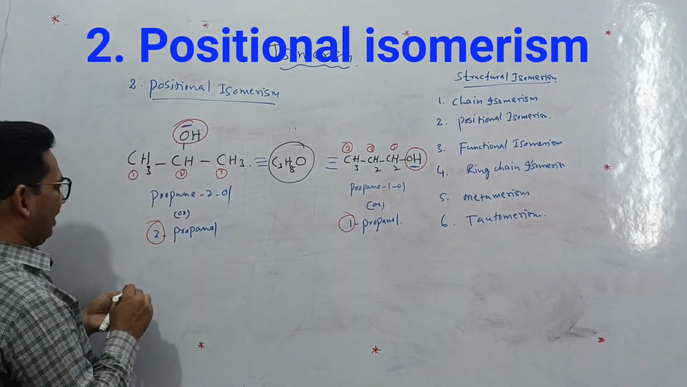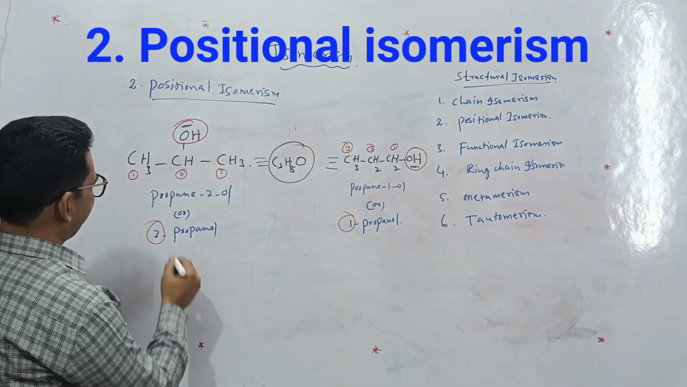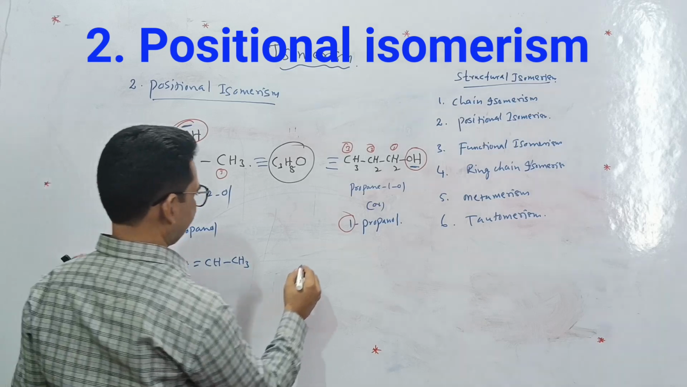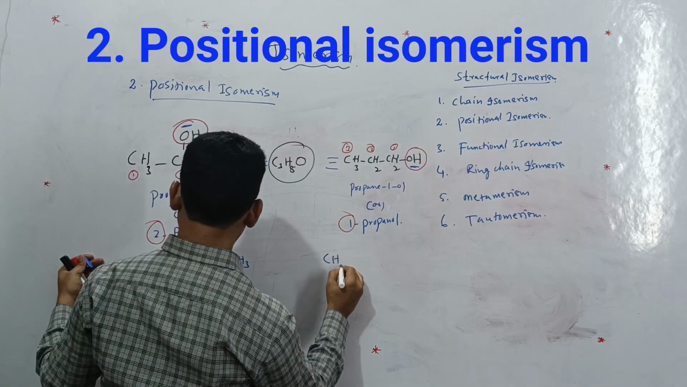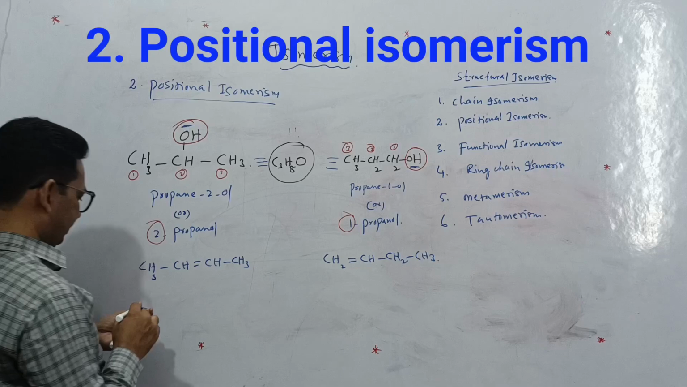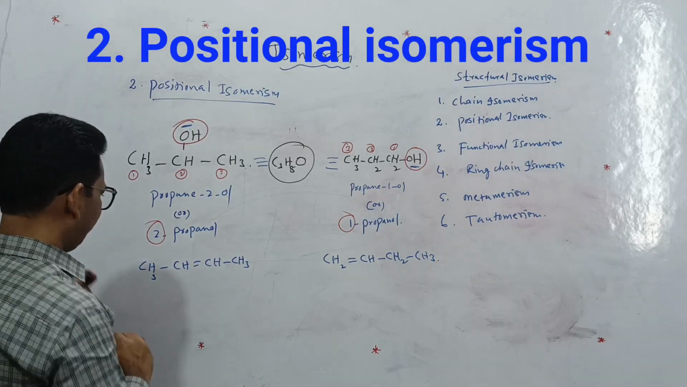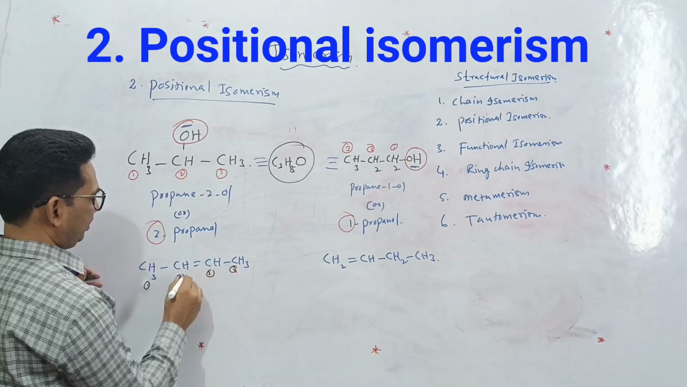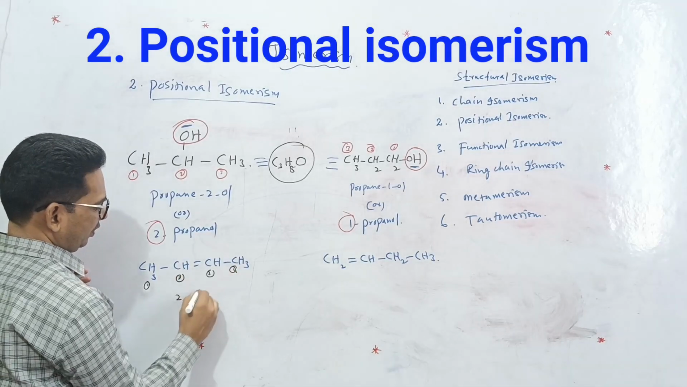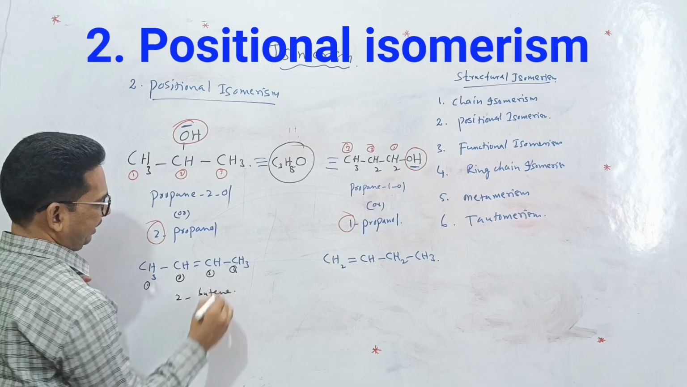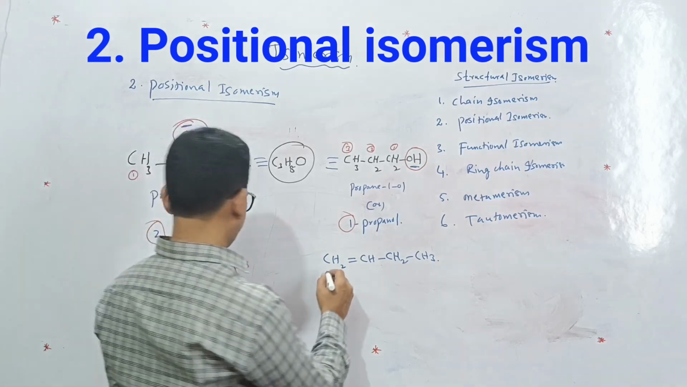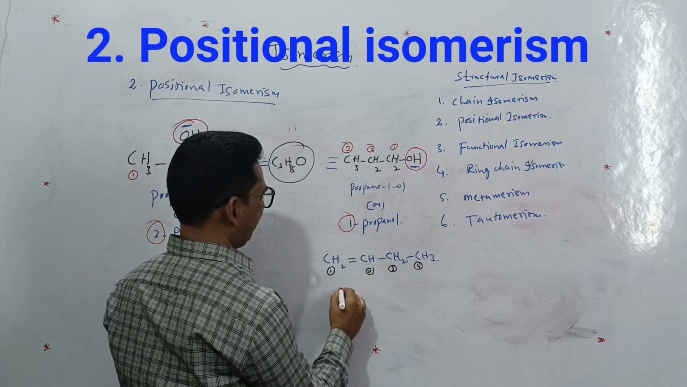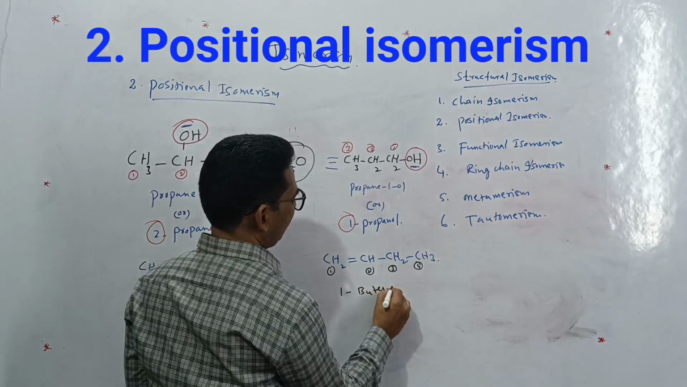Double bond position means, I will give another example and you will understand. Just see this one, what is it called? 1, 2, 3, 4. The second position has a double bond, and it has 4 carbons. It is called 2-butene. This one, 1, 2, 3, 4, has the double bond at the first position. That's why it is called 1-butene.